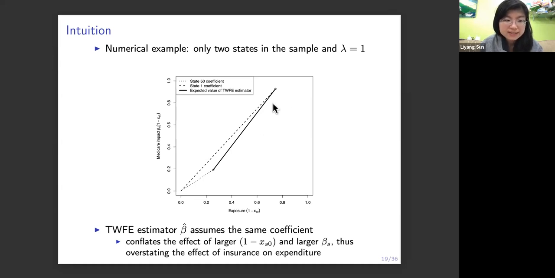Therefore, the two-way fixed effects estimator is unable to separate the impact of larger exposure and the impact of larger coefficients, and will tend to overstate the effect of insurance on expenditure. In this numerical example, this conflation is so severe that the expected value of the two-way fixed effects estimator, which is the slope of the solid line, would fall outside the range of the true coefficients, which is the slope of these two individual lines.